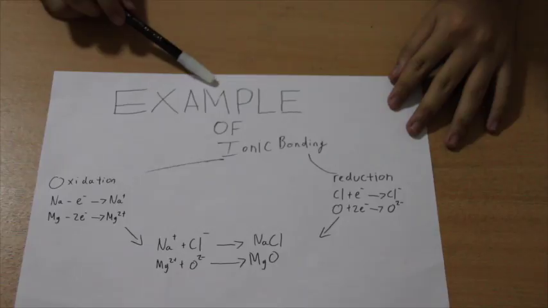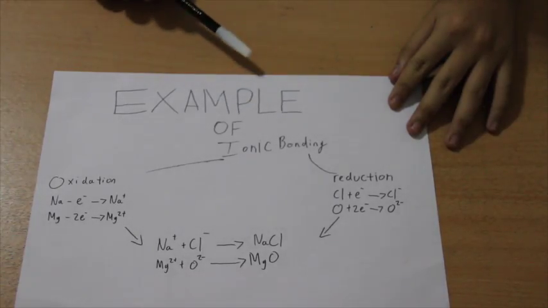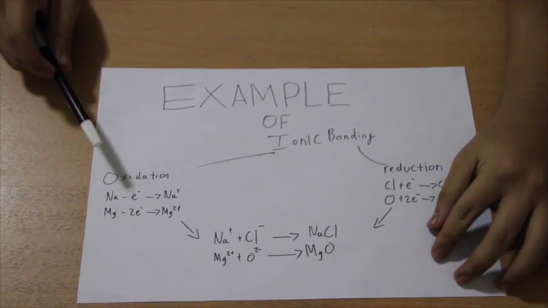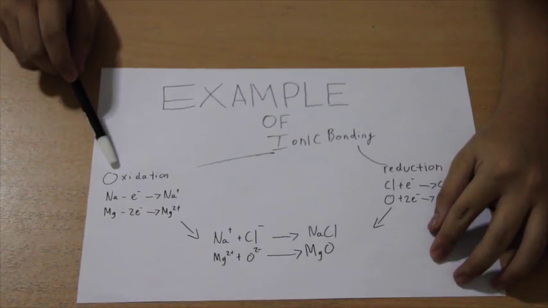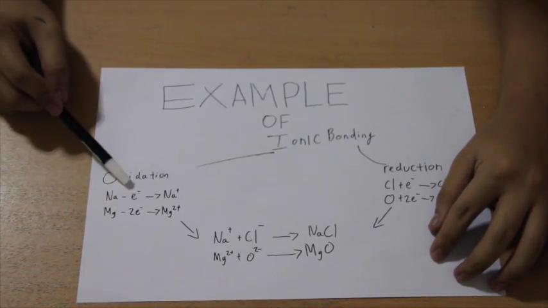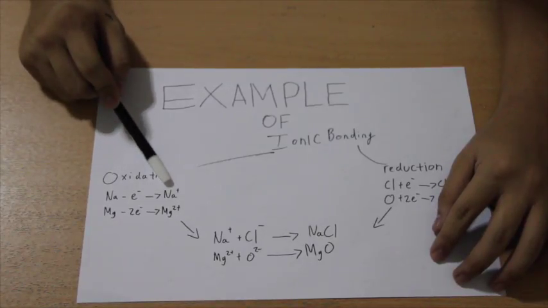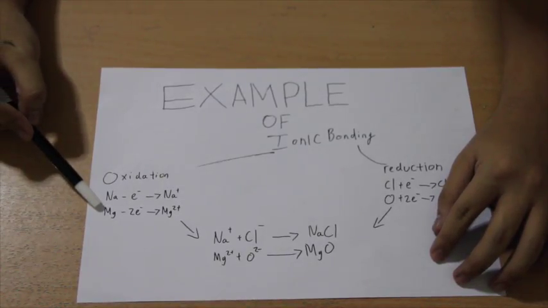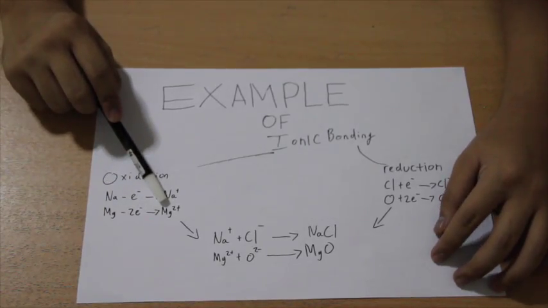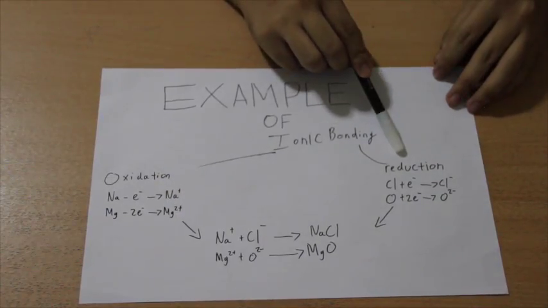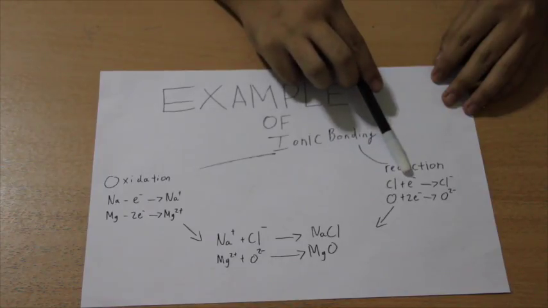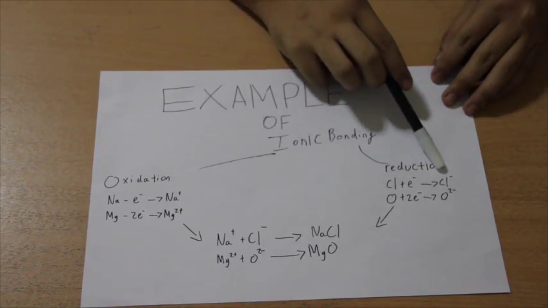So here is an example of ionic bonding. There are two types, oxidation and reduction. As you can see, this is an example of oxidation. This is sodium, and it can lose 1 electron to form Na+. Also, this is magnesium. It can lose 2 electrons to form Mg 2+. This is an example of a reduction. When chlorine gains 1 electron, it can produce Cl-.